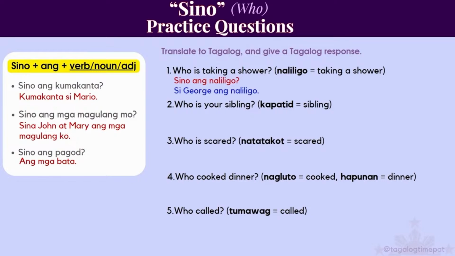The response, si George ang naliligo. Si George ang naliligo. Or the simplest answer, si George. But you have to add si because that is the indicator of a person. You have to add that in your response. So go ahead and take a minute, pause the video now, finish the examples, and then we'll go back and do them together.